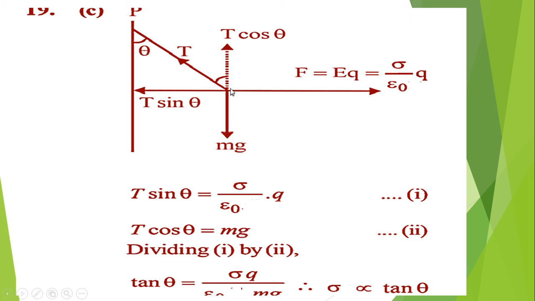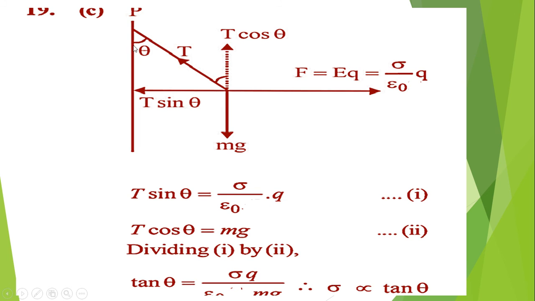Again see this diagram, that is a point of contact because that is ball and thread, that is point of contact. Tension force is always away from point of contact because it is a pulling force. This angle is theta, this angle is also theta. Resolving component of the tension force, that is a vertical component T cos theta and horizontal component T sin theta.